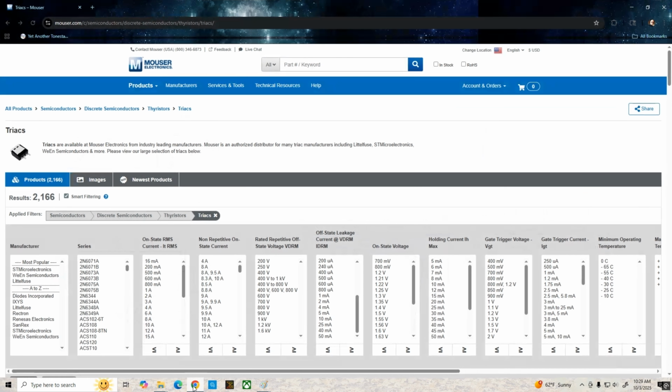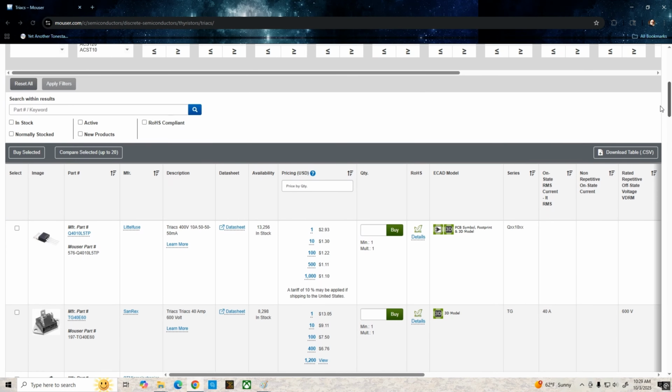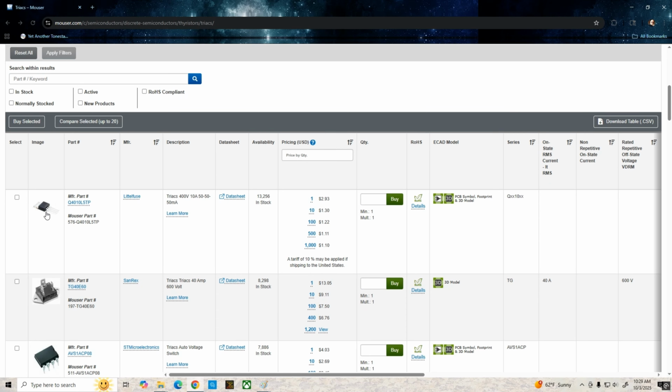So if we take a quick look at Mouser's webpage for a second and search under Triacs, we see we get over 2,000 results. And if I just come down to the first one in the list here, it's a TO220 package Triac rated at 400 volts and 10 amps. And these are a little less than $3 a piece.